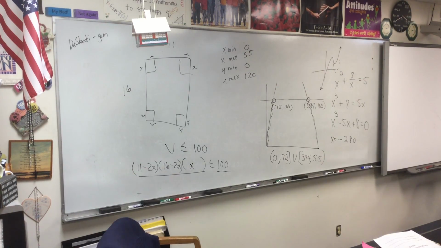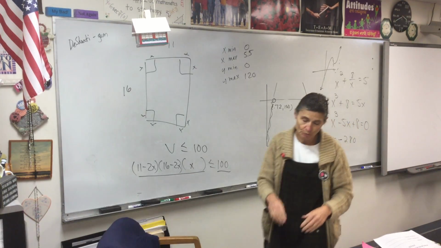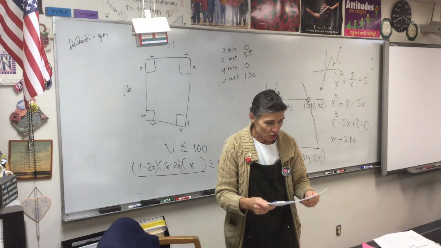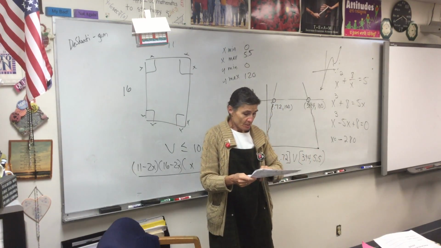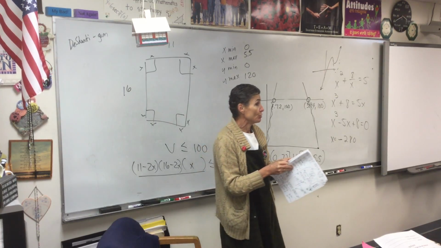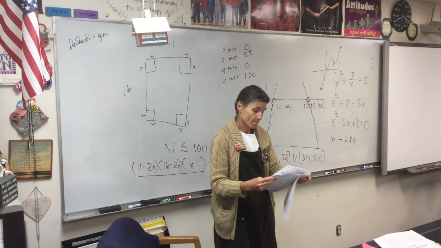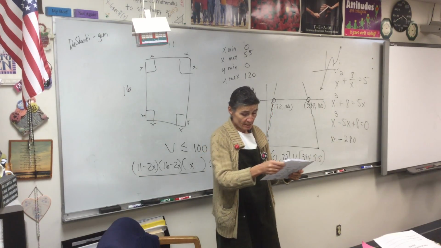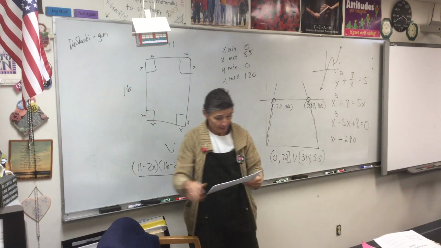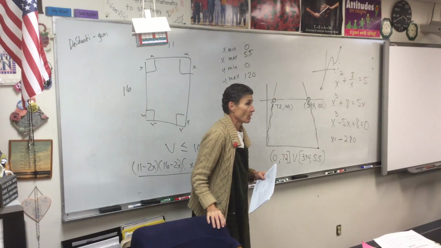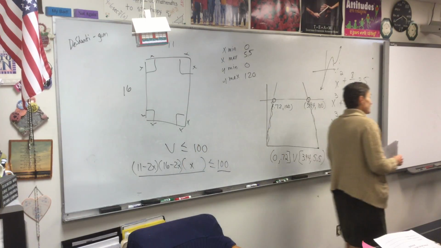We finished the calculator part of review sheet 1. So what I would like to do now is go to review sheet 2, which is page 8, and let's do the no calculator part. Alright? So this is another review sheet.